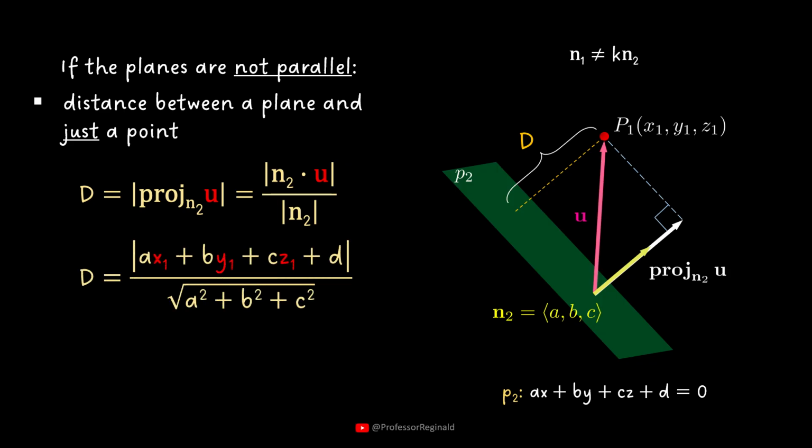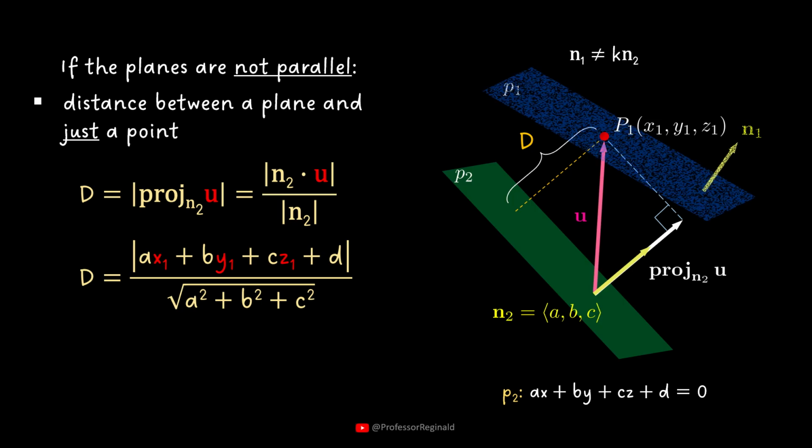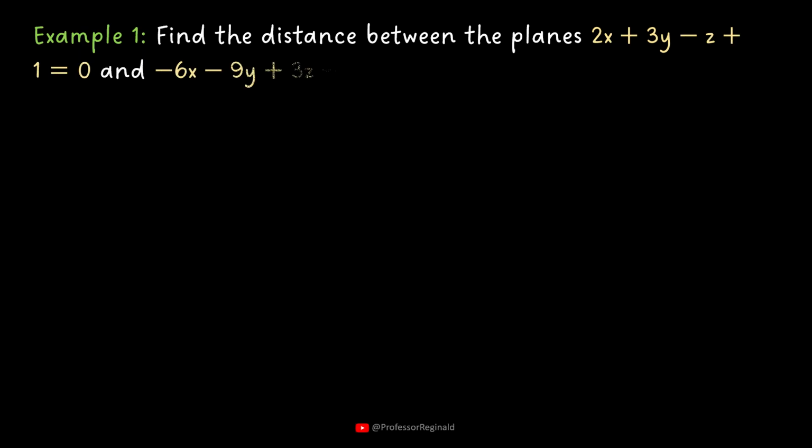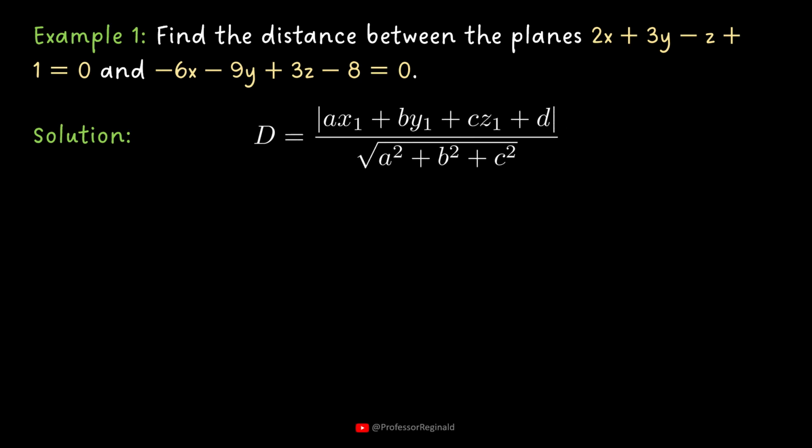But the computed distance changes depending on the location of the point in the other plane. Example 1. Find the distance between the planes 2x plus 3y minus z plus 1 equals 0 and negative 6x minus 9y plus 3z minus 8 equals 0. Solution. We will use the following distance formula.